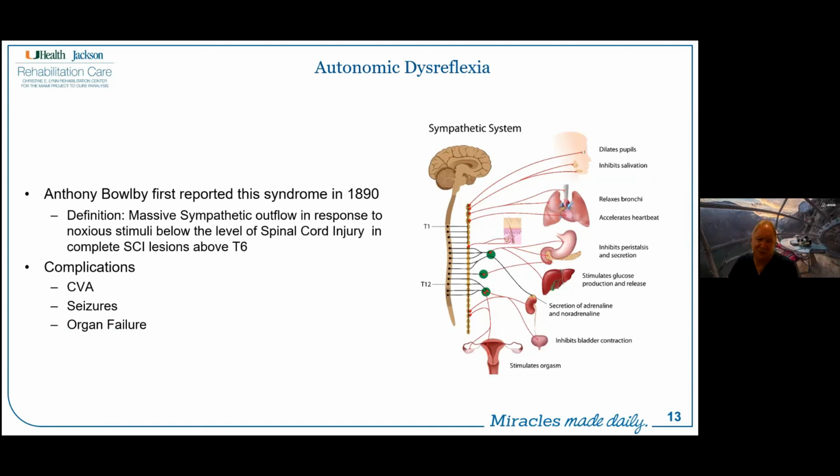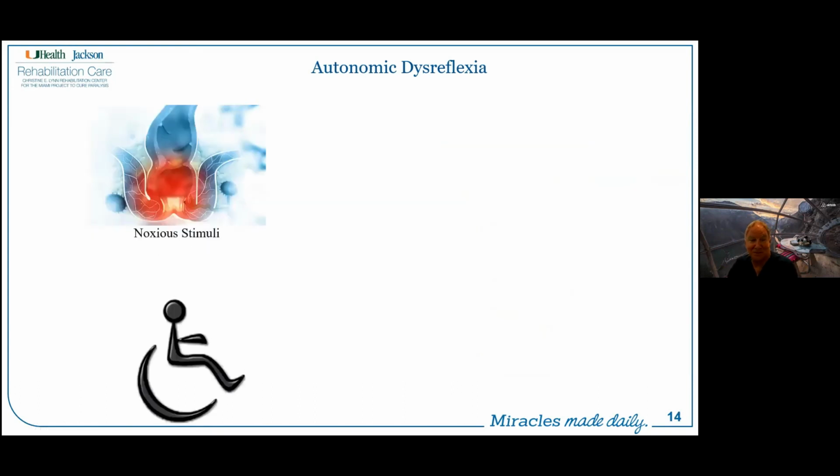Remember, autonomic dysreflexia occurs because of a noxious stimulus below the level of the injury that causes a massive sympathetic outflow and ultimately increases the blood pressure precipitously. Complications of that hypertensive crisis include stroke, seizures, organ failure, and death, all of which are suboptimal.